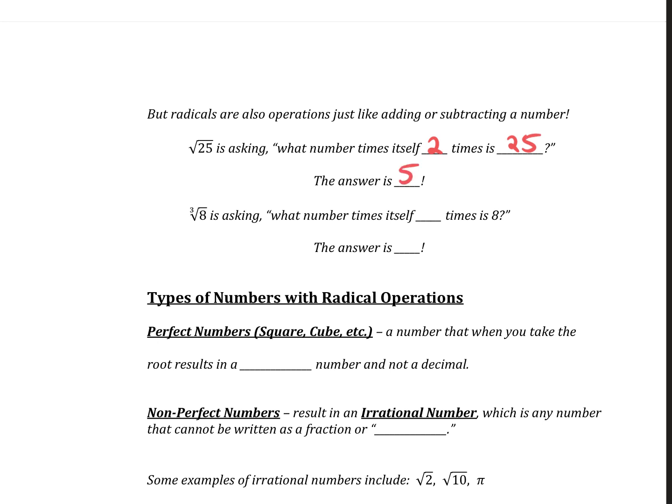The cube root of 8 is saying what number times itself 3 times is 8. This is a little bit trickier. It's actually 2, right? Because 2 to the third equals 2 times 2 times 2, which equals 4 times 2, which equals 8, right? So basically, this is called the index here. It's telling you how many times you multiply that number to get what's in the radical, okay?